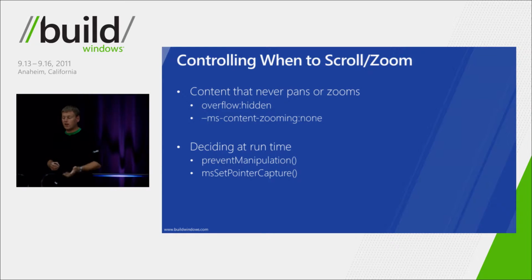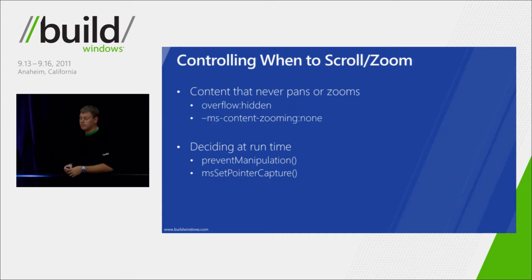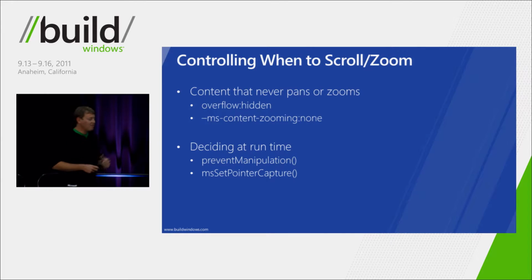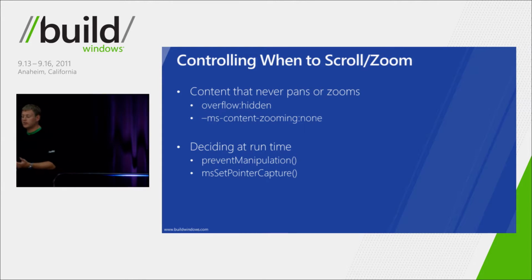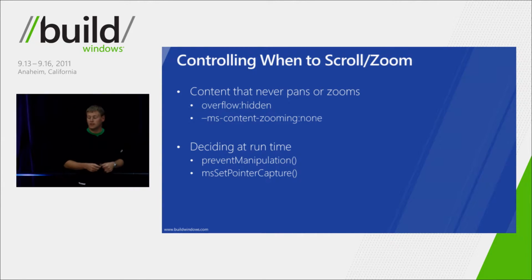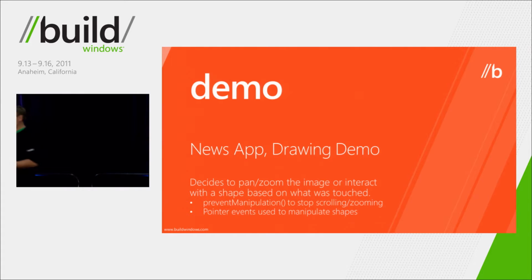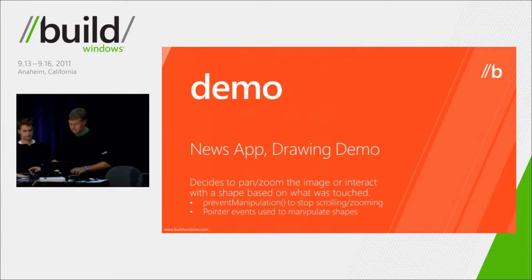Now, if you're like our app and you actually need to decide at runtime, you can call preventManipulation. You call that on the MSPointerDown event or on the MSGestureInit event. After you've done that, if your app needs to change its mind, you can actually trigger scrolling and zooming to occur again. You do that with another use of the msSetPointerCapture API that Reed had already introduced. Now, let me show you an example of our list view control. This is something that actually goes ahead and does both of these things.